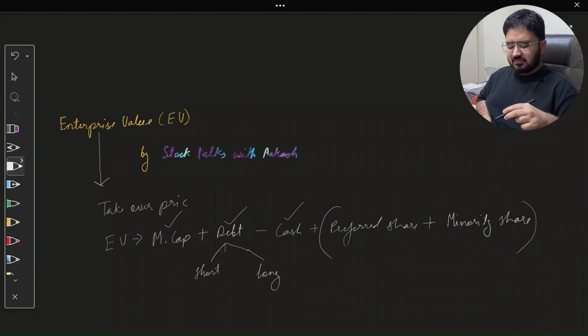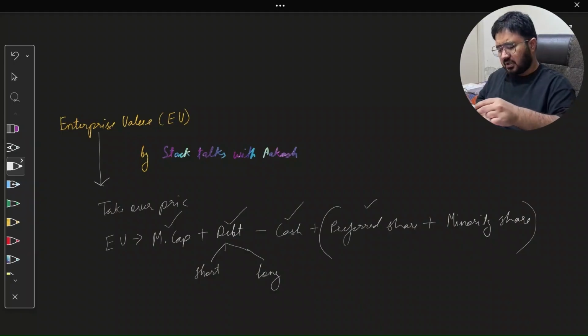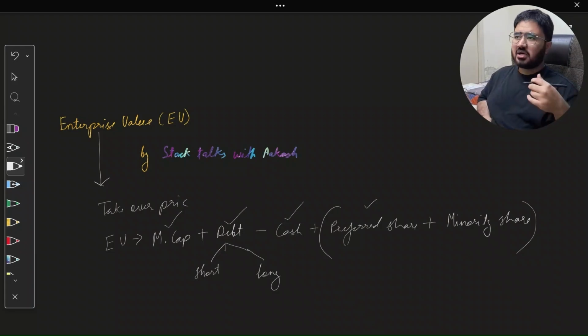Right? Preferred share, I think I've covered it prior, but to quickly tell you, preferred share is issued by the company if the owner does not want to dilute its voting rights in a company, and it just tells the shareholder that we will give you a fixed dividend on your investment. That is preferred shares, and preferred shares is actually added to the enterprise value because you are acquiring the complete company.